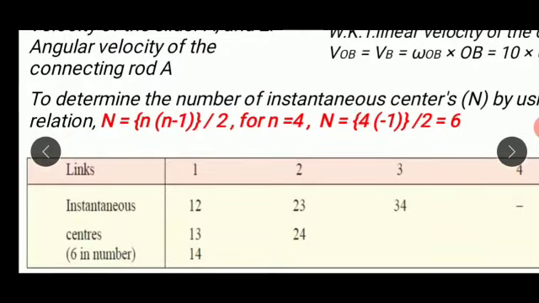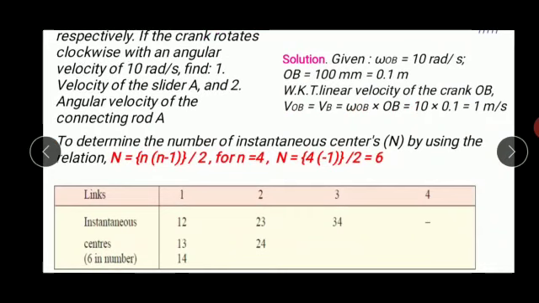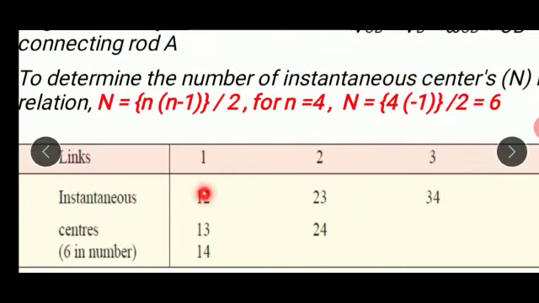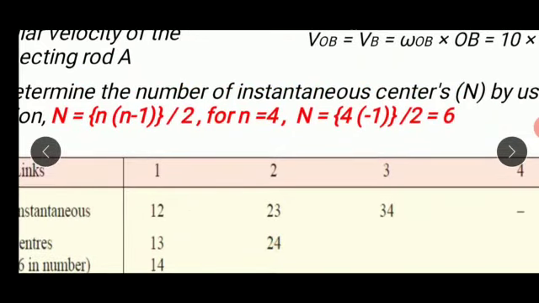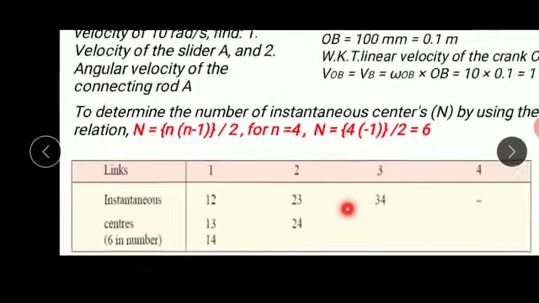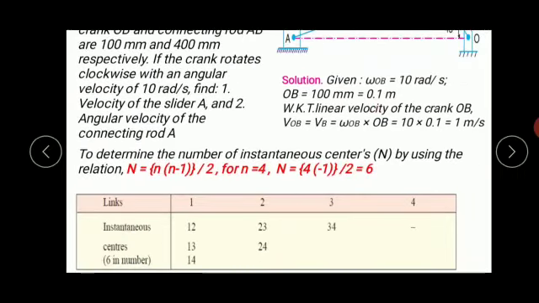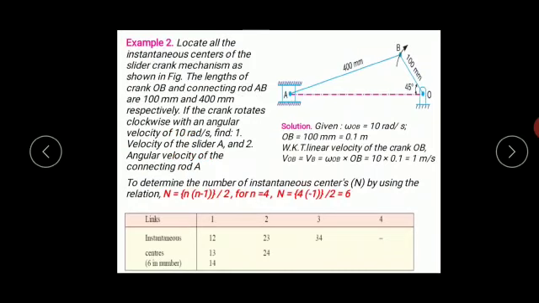Once we have determined the number of instantaneous centers, let us list them with respect to the links. With respect to link 1, it is I12, I13, I14. With respect to link 2, it is I23, I24, and with respect to link 3, it is I34. With respect to link 4, we have not written anything because these are all the same, that is I14, I24, I34. We should not repeat the same instantaneous centers. So the total number of instantaneous centers is 6 here. Now that we have listed all 6, let us locate them.